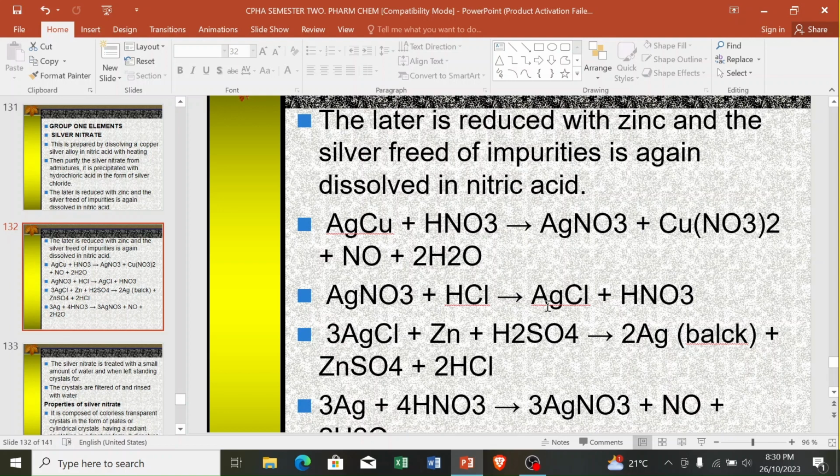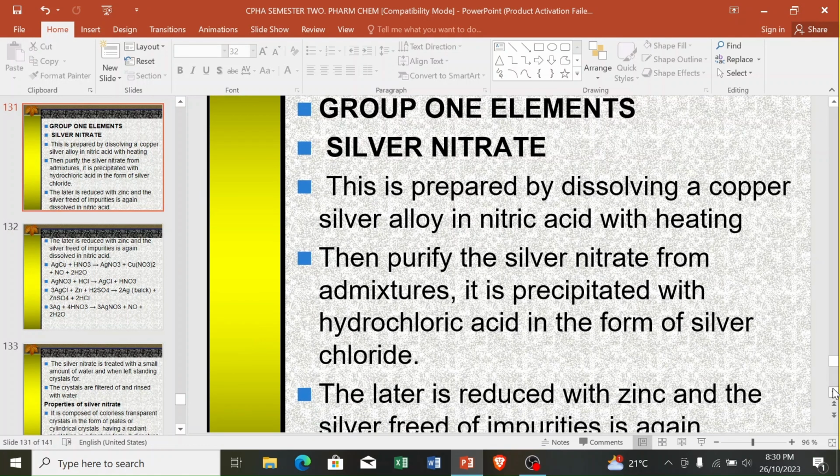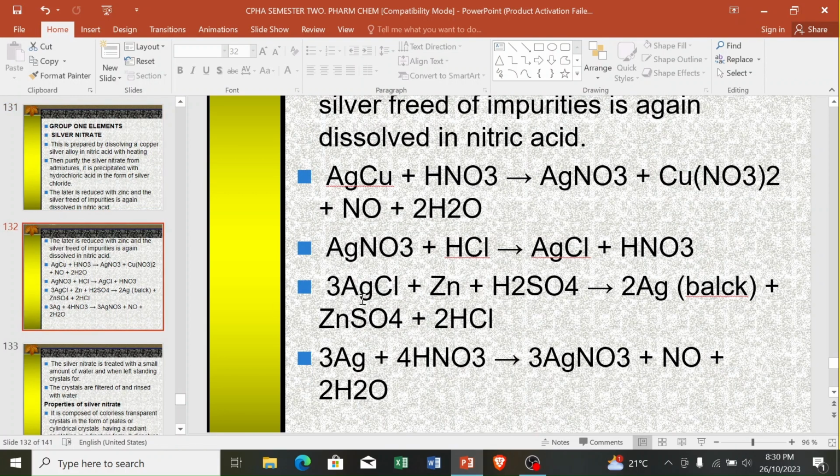But that is not enough. We see that we have not reached our target, so it requires us to continue. And how we continue, we have been told here that the latter is reduced; we need a reducing agent. The precipitate that we have formed, we are going to reduce it with zinc, and then silver freed of impurities is gained, let's say that.